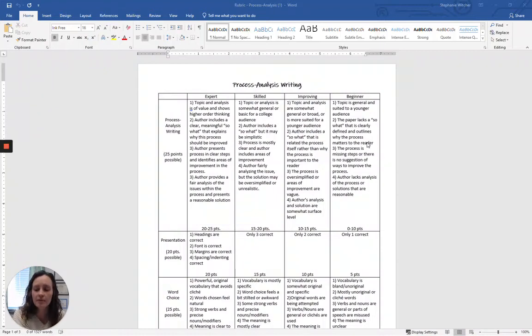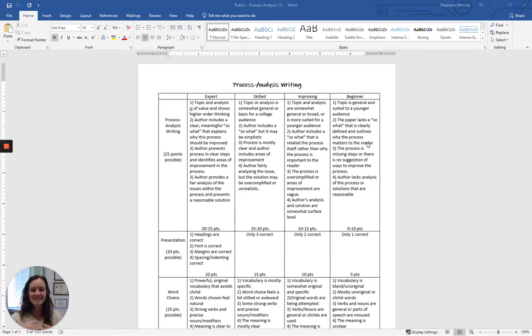Hi everybody, let's talk about your process analysis paper and what I'm looking for in this paper. So a couple of things, this should look pretty familiar, but specifically about process analysis, I'm looking to see that you choose a topic and you analyze in a way that shows higher order thinking.